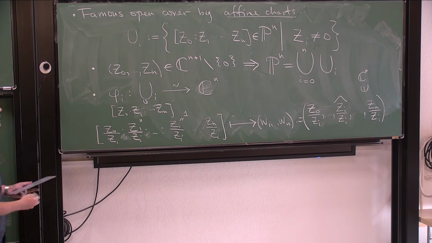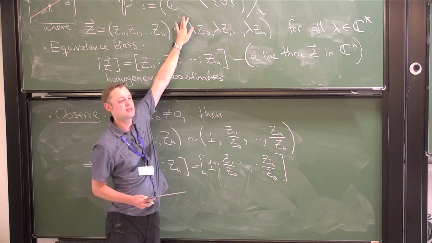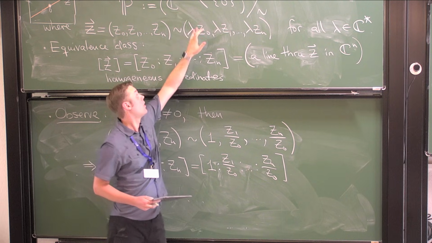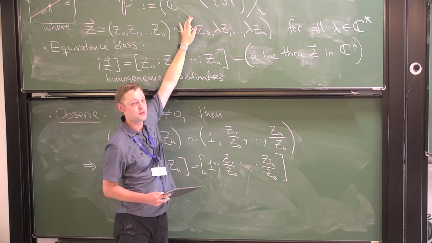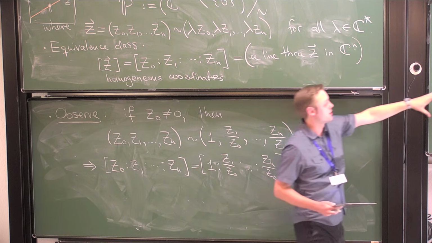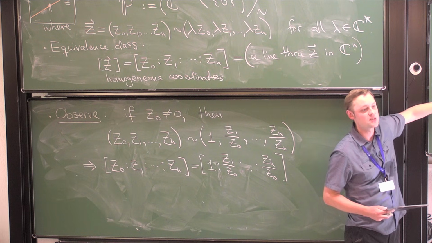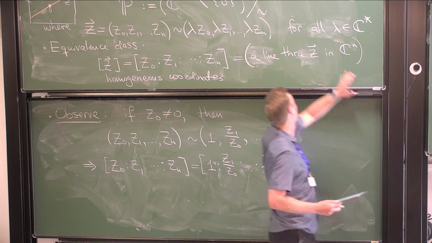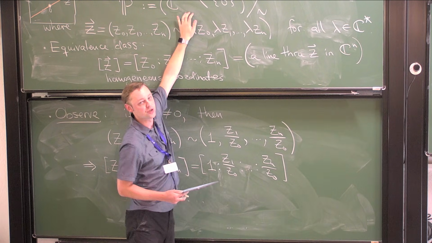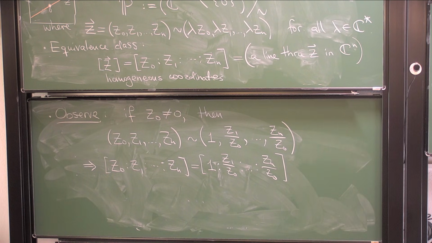Now, I've defined for you P^n really as a set, a set of equivalence classes. But now I'm really claiming that this is a complex manifold of dimension n. And the truth to that lies here. This is how we establish the definition of a complex structure on this topological space. Does that make sense?